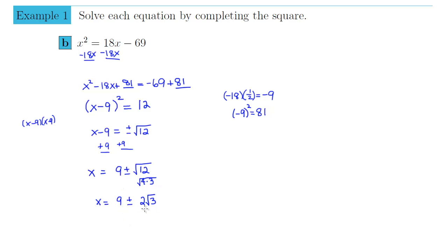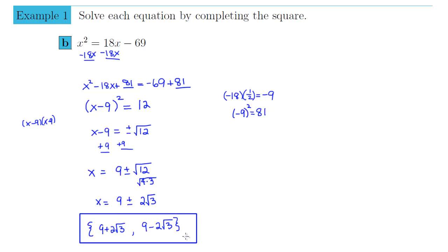That's as far as we can simplify this answer, so we write our two solutions as 9 plus 2 times the square root of 3 and 9 minus 2 times the square root of 3. Those two numbers are the solution to our original quadratic equation, x squared equals 18x minus 69. This completes example 1b.